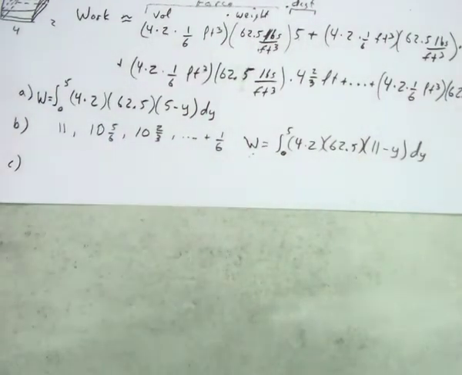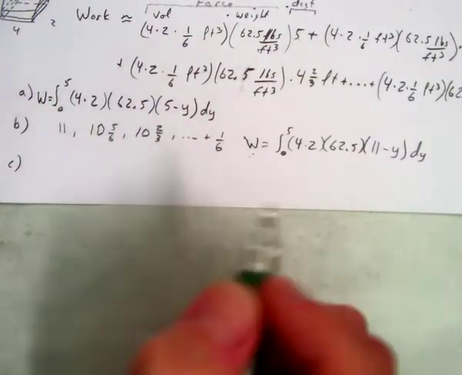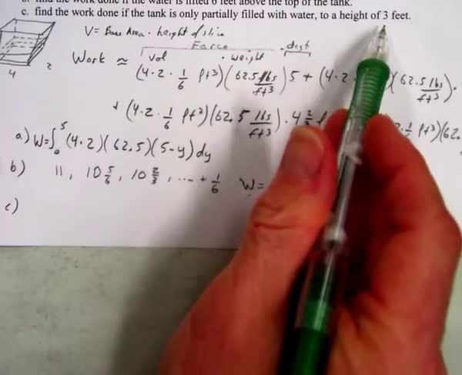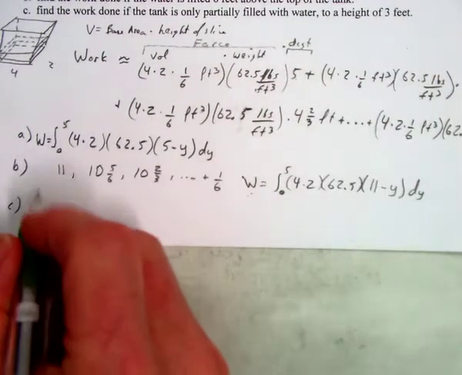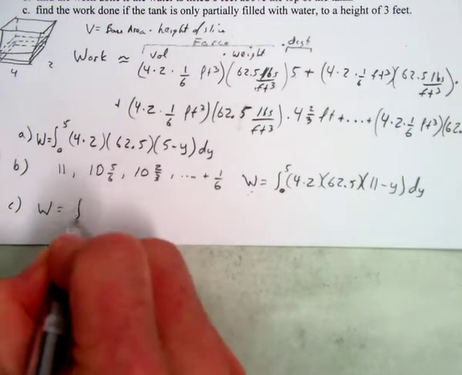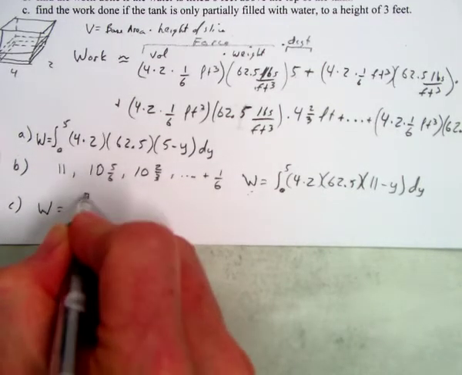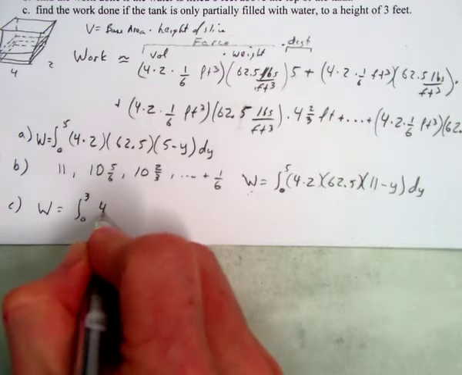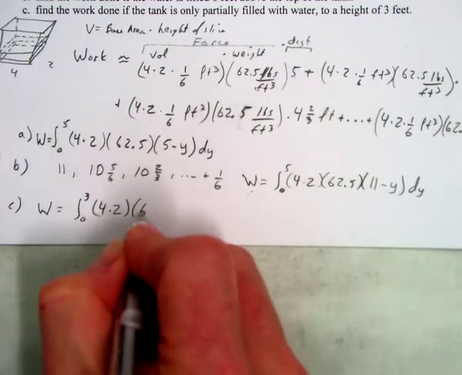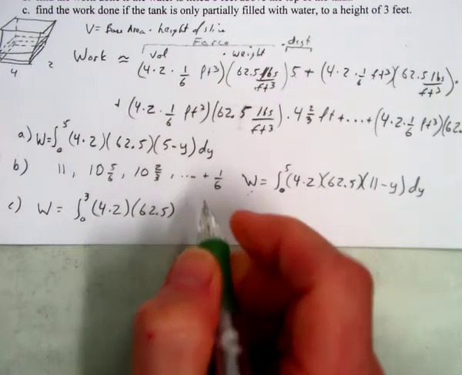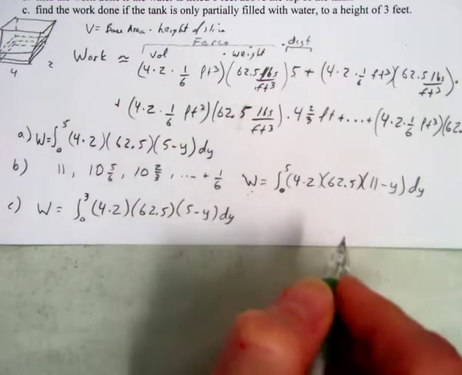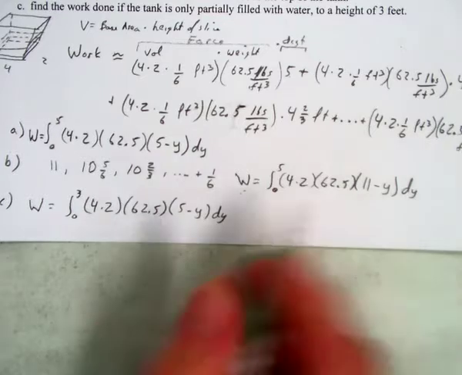And let's look at the last one. So the last one says we're going to start with 3 feet of water. So when we're looking at it, we will have 0 to 3. And we're going to bring it to the top of the tank, so that's basically the same thing we did in the first one. So we'll have 5 minus y dy. And that makes sense when we're looking at it.